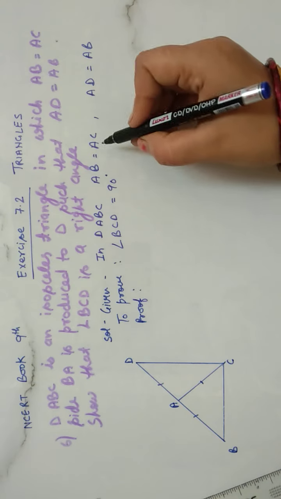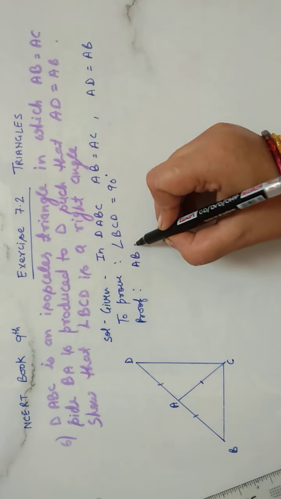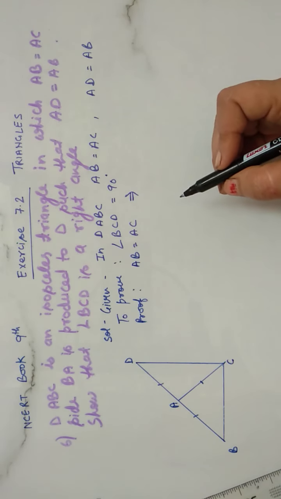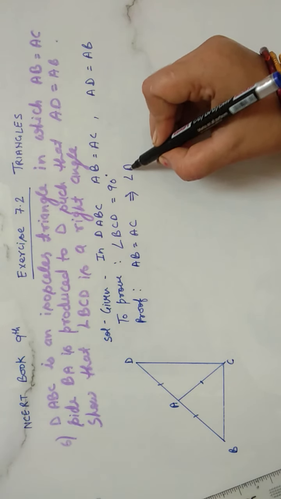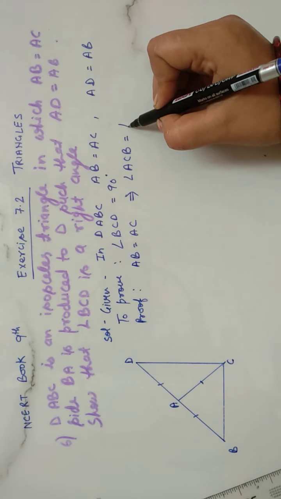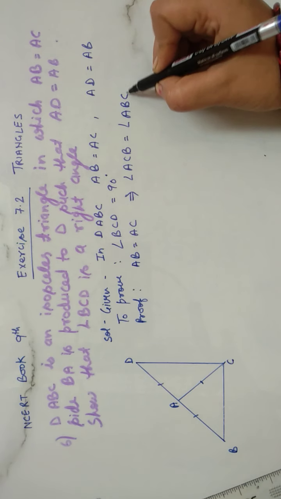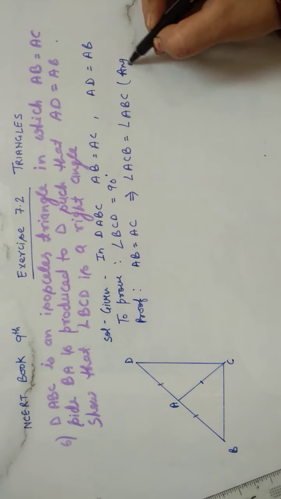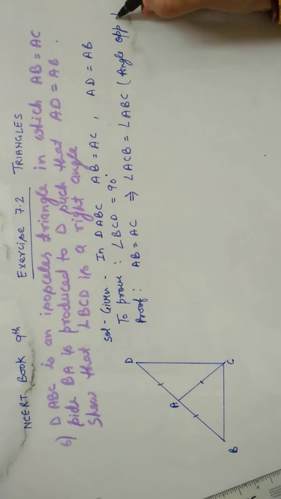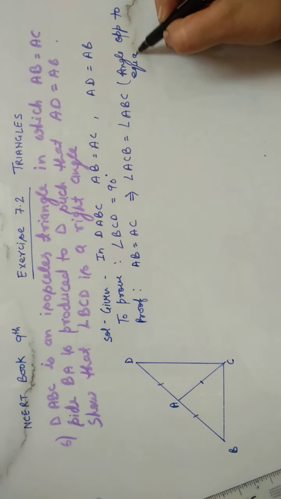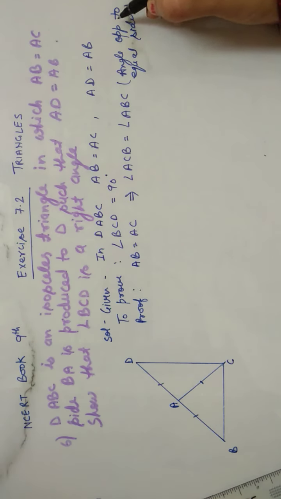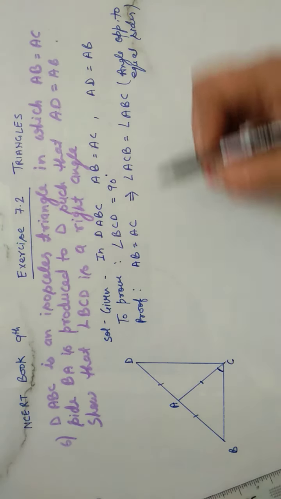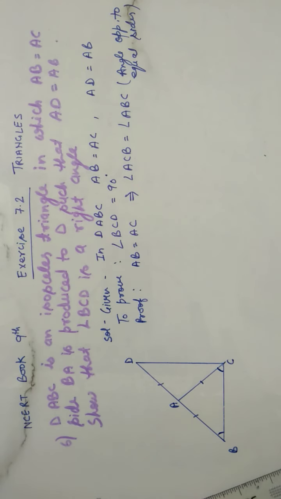For proving, first of all, it is given to us that AB is equal to AC. If AB is equal to AC, it implies that angle ACB is equal to angle ABC. And the reason is: angles opposite to equal sides. So these two angles, ACB and ABC, are equal.